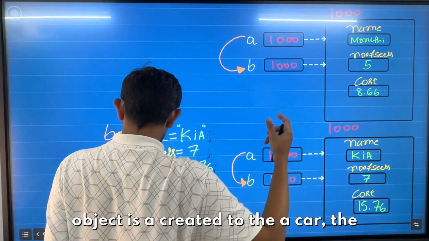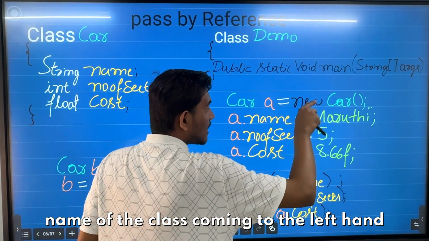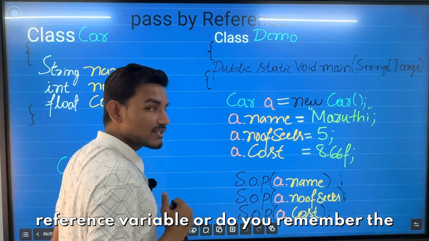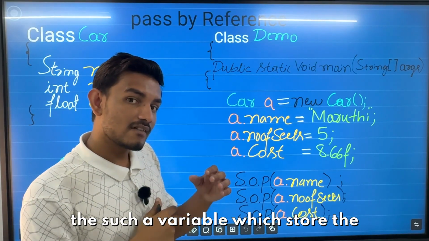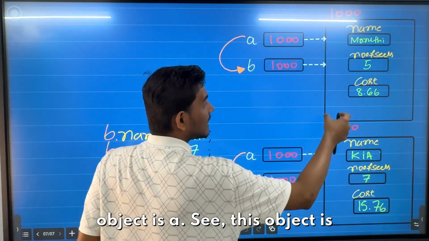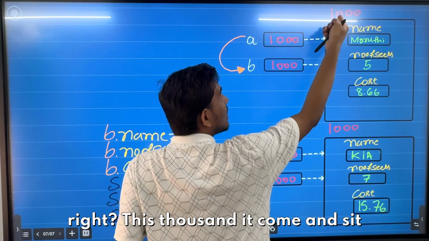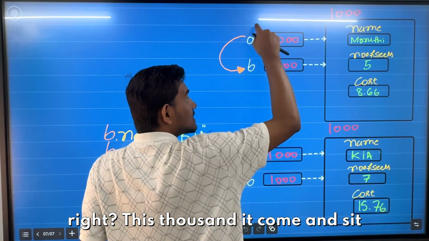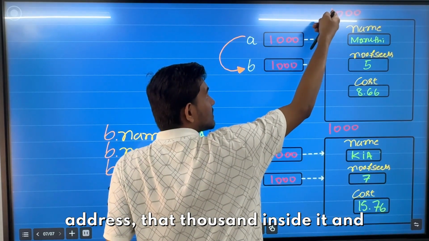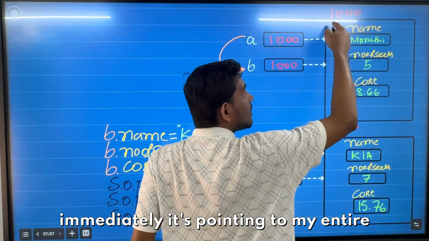Now, after the object is created for the class Car, coming to the left-hand side, you specify the reference variable. What do we mean by a reference variable? A reference variable is a variable which stores the address of an object. Here the object is created and its address is 1000. This 1000 comes and sits inside the reference variable, so the reference variable stores this address and is immediately pointing to my entire object.